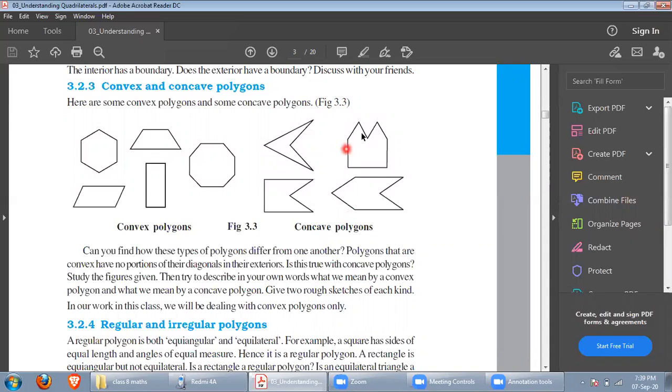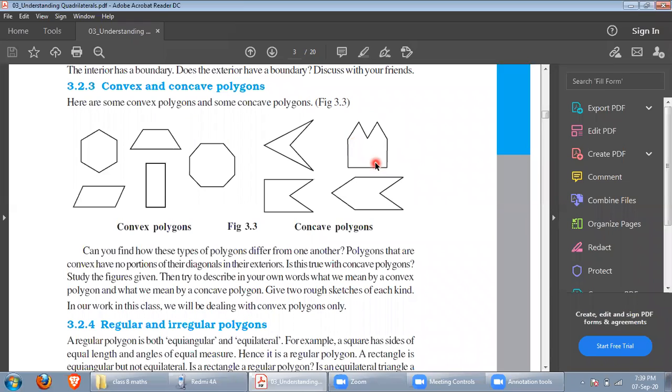So let's see this figure. Look at this figure. How many sides does this polygon have? 7. 7 sides. So this is a heptagon. Am I right? This is a heptagon. Yes. This is also a type of heptagon, but this heptagon is not convex, it is concave. Okay.